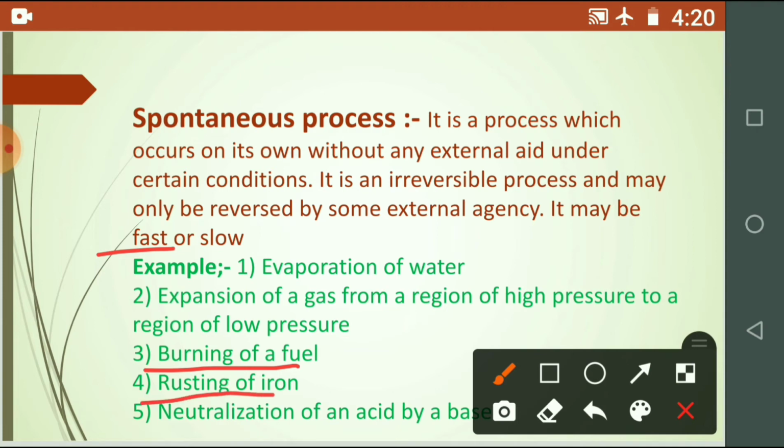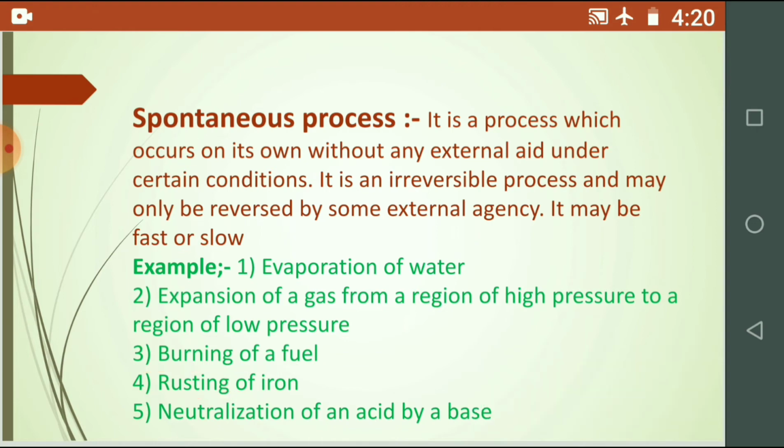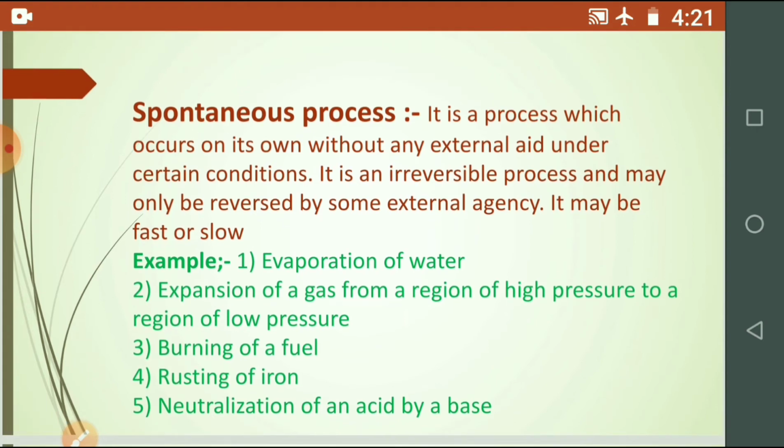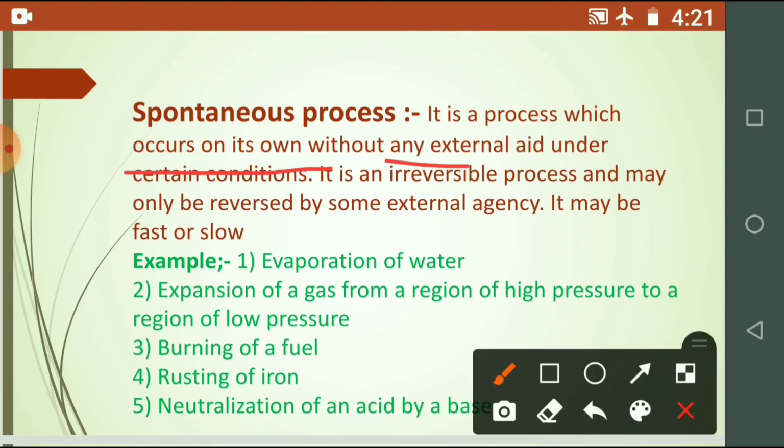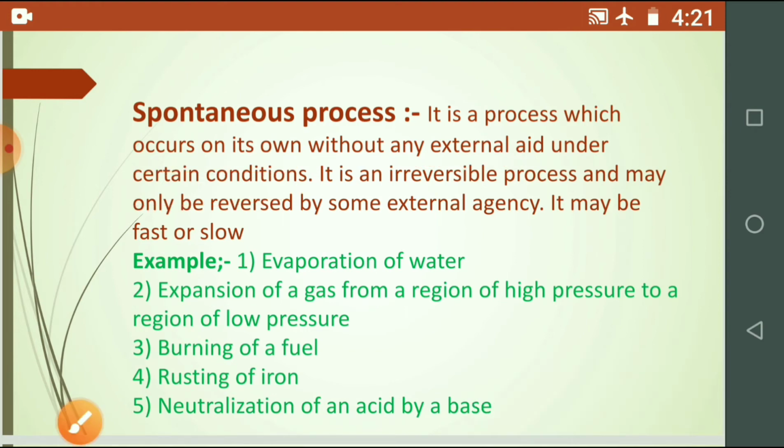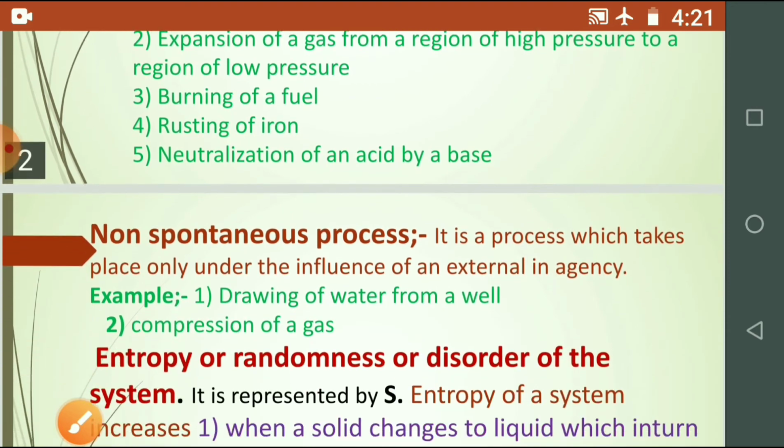However, rusting of iron is a very slow process. Neutralization of an acid by a base: as soon as we mix, the salt and water are formed. This is a fast process. Thus we say that a spontaneous process should occur on its own without any external aid under the given set of conditions. That is called a spontaneous process.